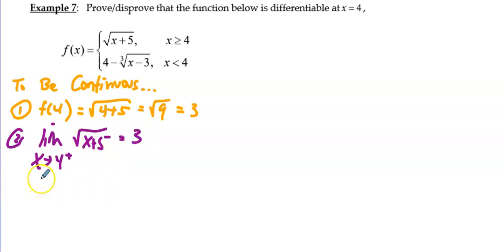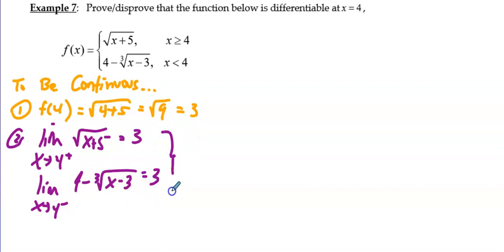So why not? Let's go ahead and write it out. The limit as x approaches 4 from the left. It's going to be this crazy function right here. Right? So that's going to be 4, and then minus the cube root of x minus 3. So this is going to be 4 minus 3 is 1. The cube root of 1 is 1. 4 minus 1 is 3. So we have now said that the limit as x approaches 4 of our overall function is equal to 3.